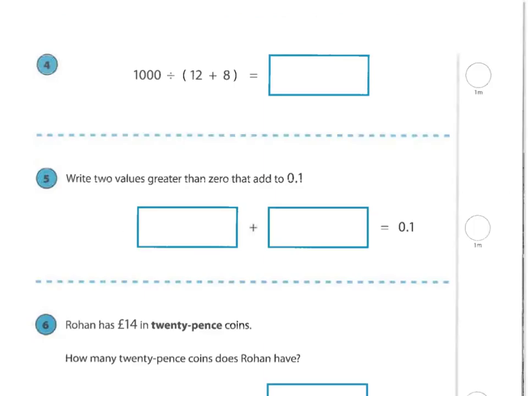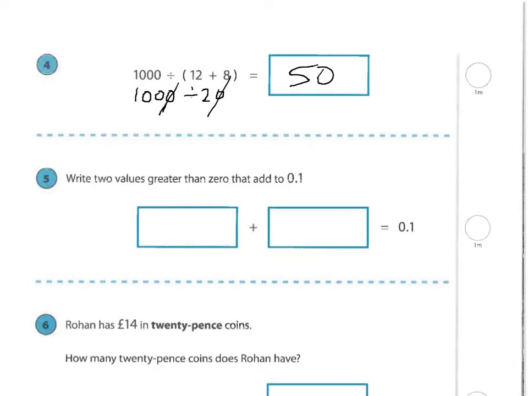Question 4. 1000 divided by bracket 12 plus 8. Well, this is a BODMAS question, so we must first of all do the brackets. So it is 1000 divided by 20. Then to simplify this division, we can cancel a 0 off each of the numbers. The simplified version of this would be 100 divided by 2, which is 50.